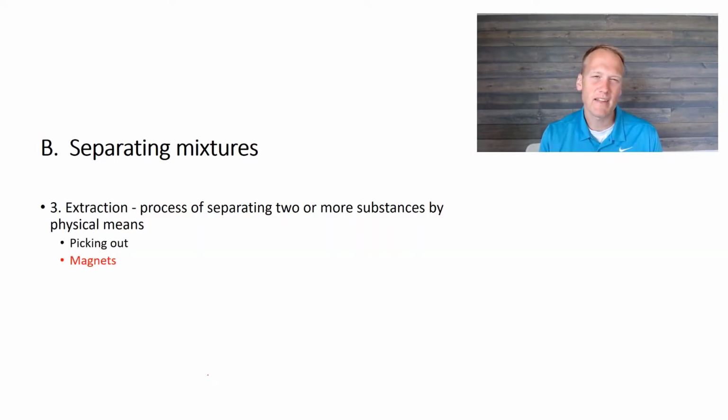The third way is probably the easiest way, extraction. You can do this just by picking things out. Like when I have trail mix, I pick out the M&Ms. That's extraction. You could also do this if you had something magnetic. You could use magnets for extraction, which recycling plants often do.